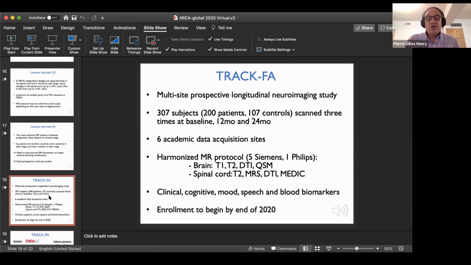And so towards that goal, we are participating in a new multi-site prospective longitudinal neuroimaging study that will have 307 subjects, 200 patients, and 107 control scans at baseline, 12 months, 24 months. There will be 6 academic acquisition sites, a harmonized protocol that will include both brain and spinal cord, as well as clinical, cognitive, mood, speech, and blood biomarkers. And enrollment is going to begin soon, by the end of 2020.